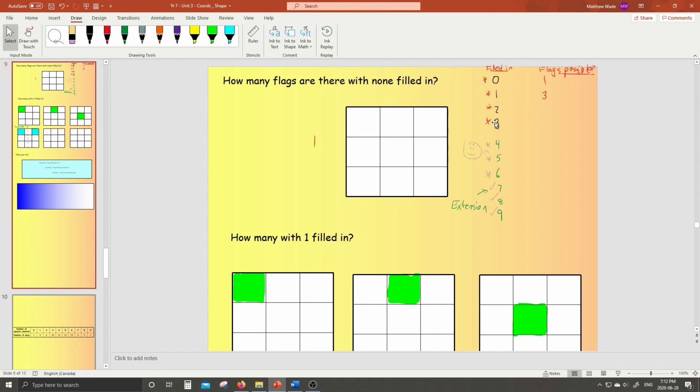Now, if you properly love maths and you want to keep going, you don't have too much on today, try it for 4, which is going to be hard. Try it for 5, which is going to be less hard. And then you'll get it for 6, 7, 8, and 9 instantly because there's a secret pattern happening. Cool beans, guys.